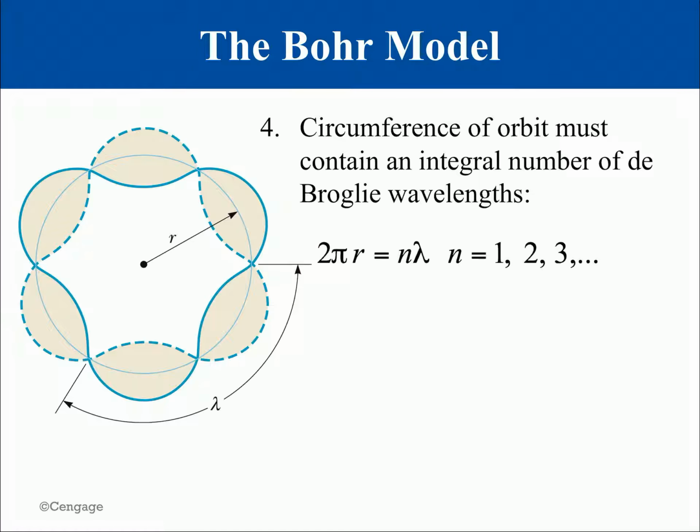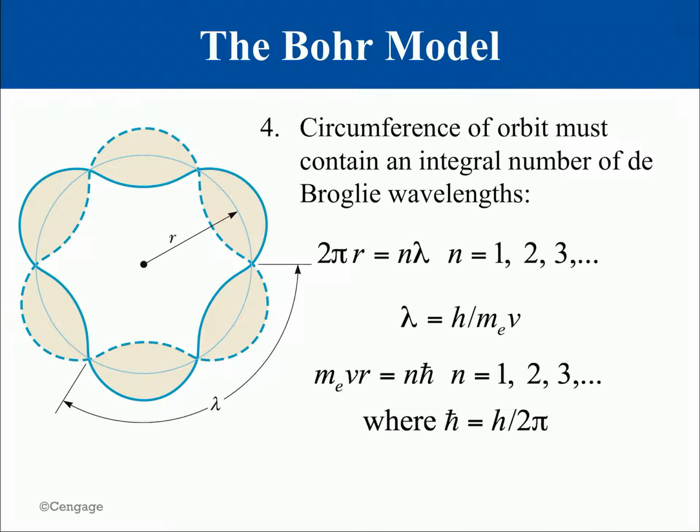Okay, so the fourth assumption was, finally, we got there. The fourth assumption was that the circumference of the electron's orbit must contain an integer number of de Broglie wavelengths, as shown in the figure, because the de Broglie wavelength of the electron is given by the equation right there. Okay, so here we have the de Broglie wavelength of these electrons.